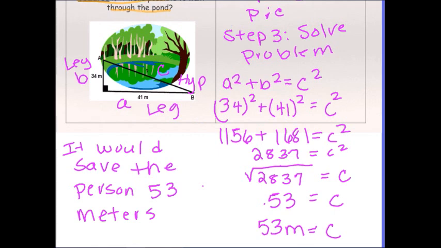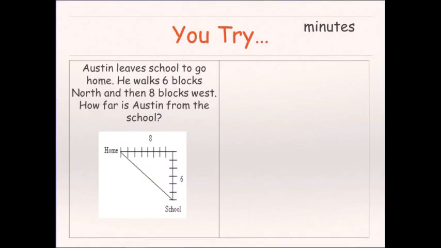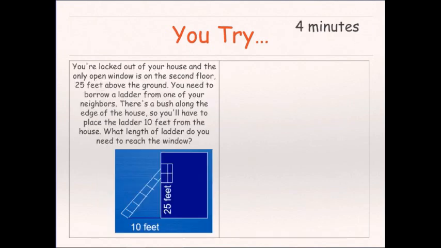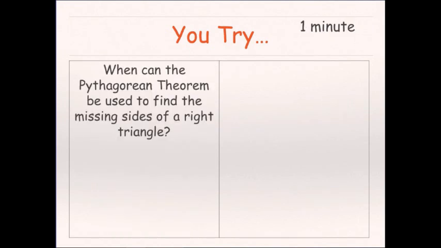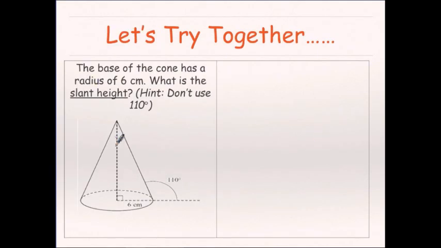So what I want you to do is go ahead and try the next question on your sheet, and then the next question on your sheet, and this question, and let's go ahead and knock out this one. It says the base of the cone has a radius of 6 centimeters. What is the slant height? And the hint is do not use 110.